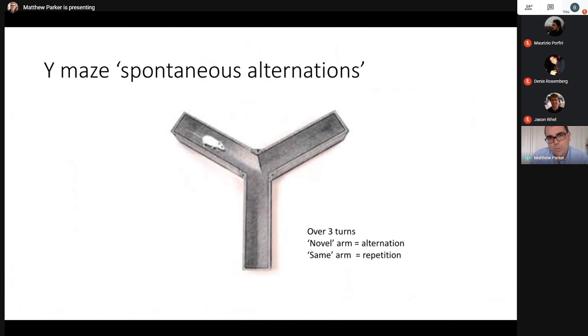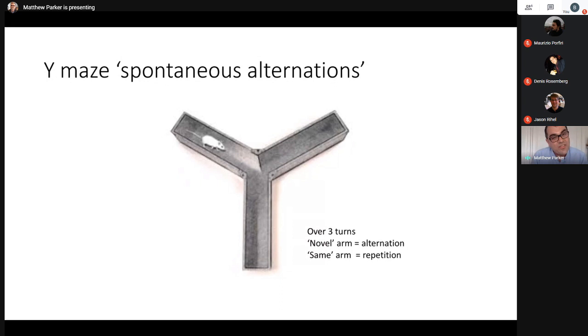Now, there are various different ways that Y mazes can be used. One such way is by looking at whether the animal visits a novel arm or whether they visit the same arm. This is based on a combination of spatial cues, so extra maze cues like distal cues on the walls, but also intra maze cues, so things like the animal's scent. Typically, the mouse will be placed in a starting arm, and normally they'll look at it over maybe three turns.